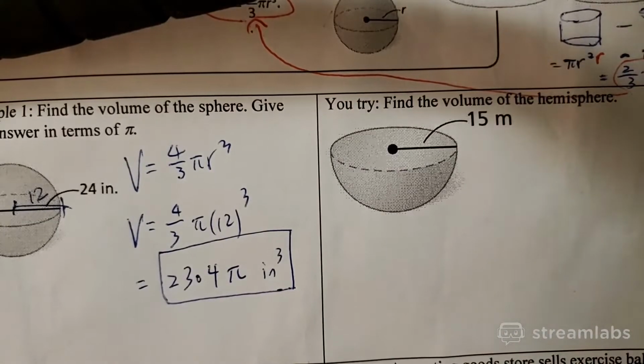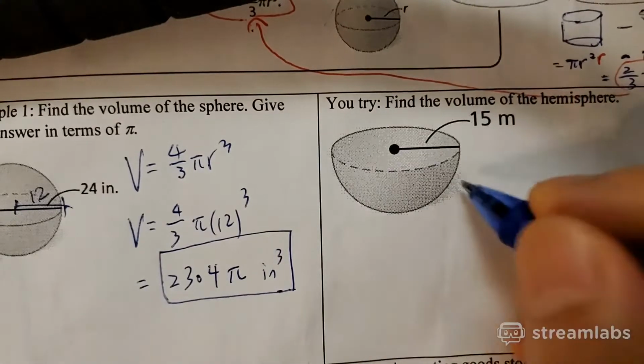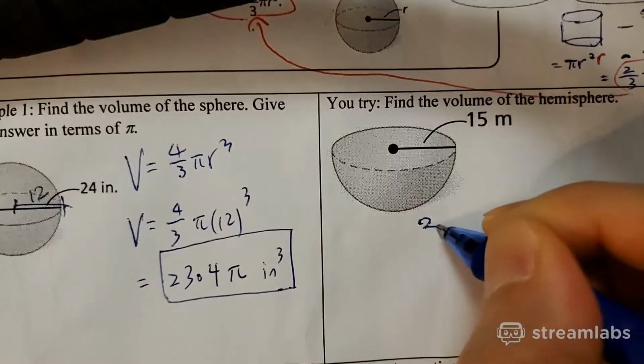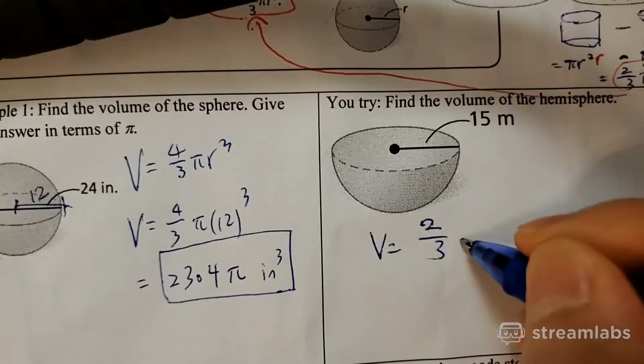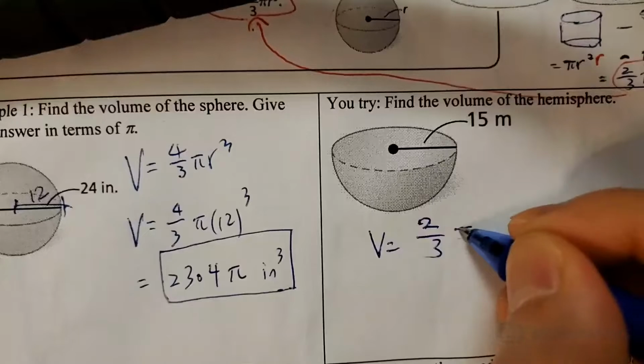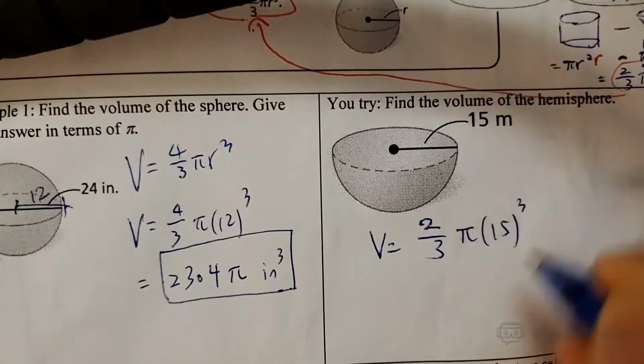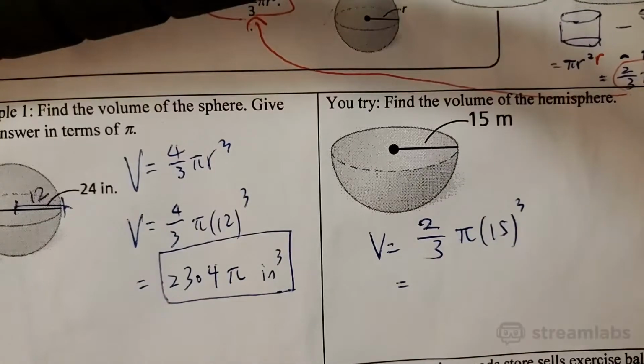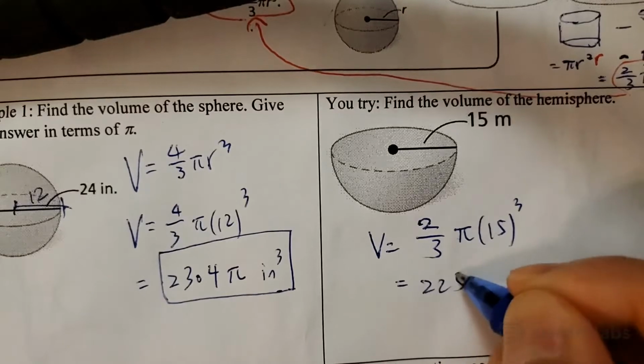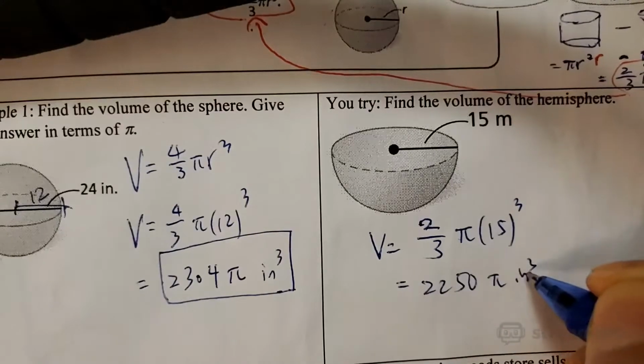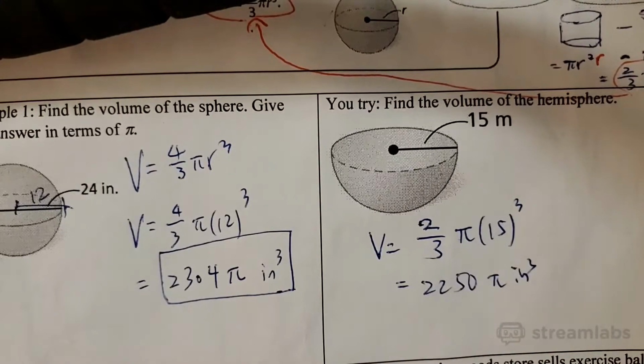So it should be 2250, right? If you do it right. So it's going to be 2/3 because you're only doing half. Instead of 4/3, you're doing 2/3 pi r cubed, which is going to be 2250 pi inches cubed. If you multiply it out, it'll be 7,000 something. Okay?